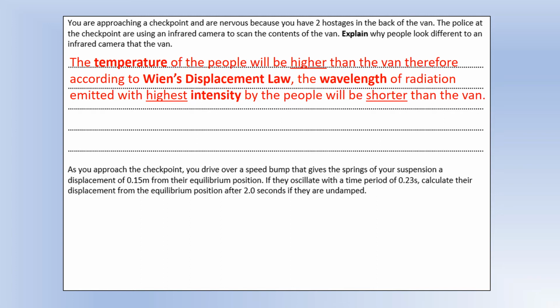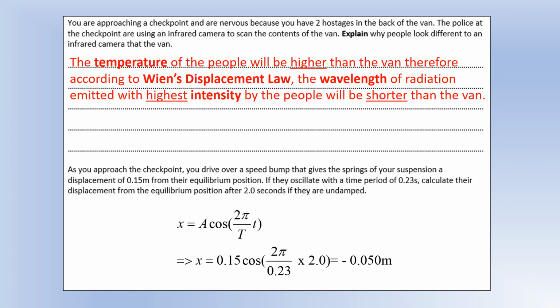So it's given an initial displacement and immediately starts oscillating. So we're going to use a cosine function to model the displacement. And then we know what the amplitude is, we know what the time period is, and we know what the time is. So we can calculate that in this case, it's going to be 0.05 or 5 centimeters below the equilibrium position.